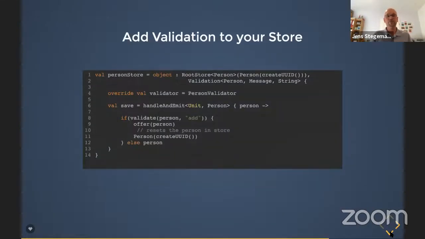And now you add this to your store, so you create a root store for a person, like we've already seen, and just add validation in the inheritance. Tell the store which validator it should use, the person validator we just wrote, and then you can use the validate method you just have defined in your handler wherever you like, and react to the result. So you've implemented if this is a failure or not, and so this will return true or false depending on your messages.